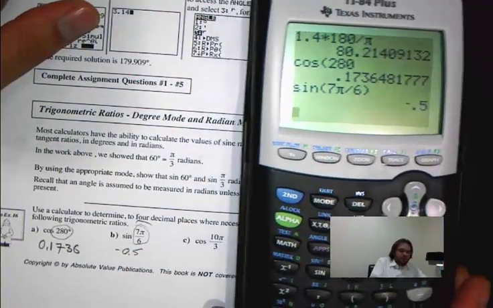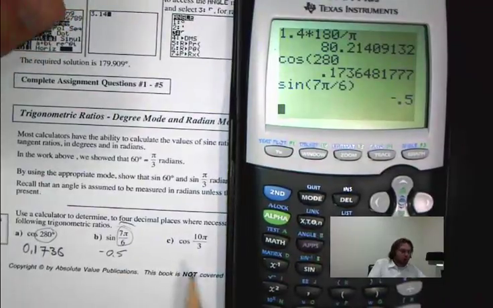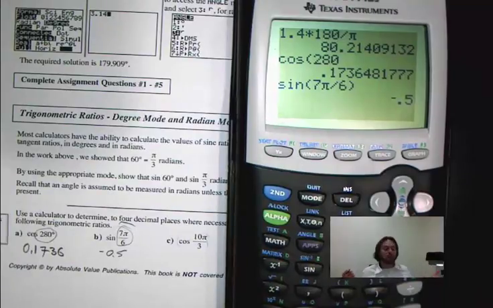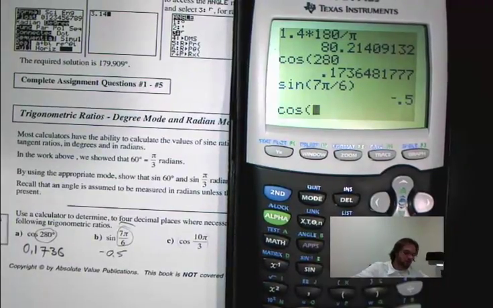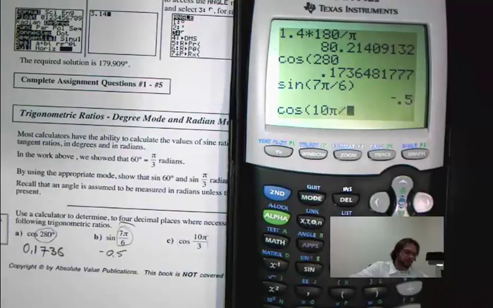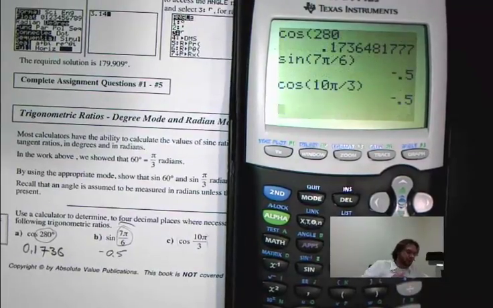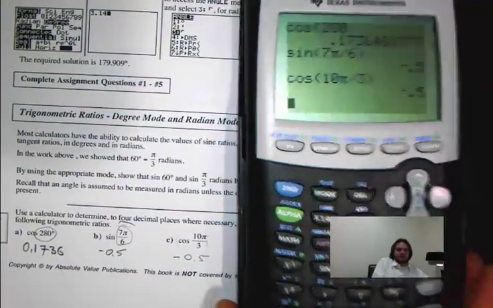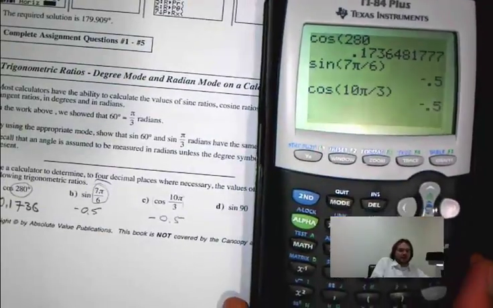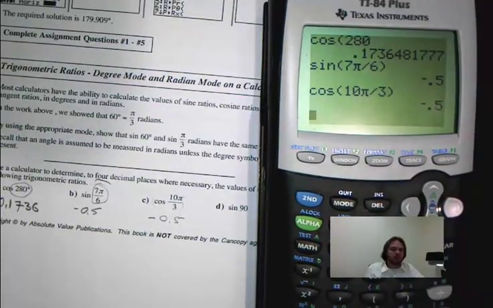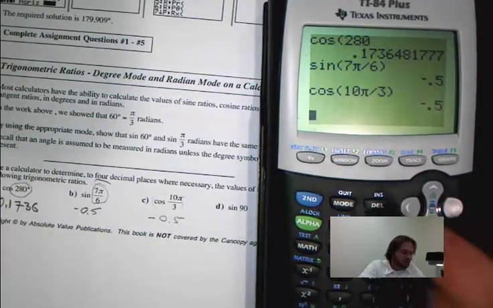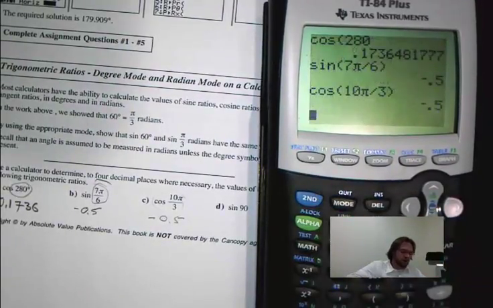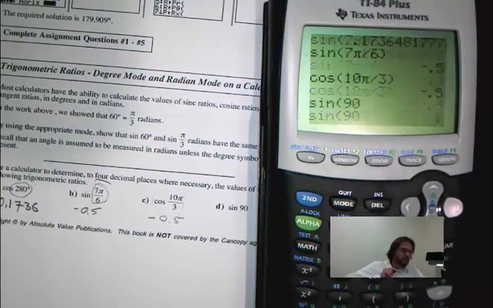Okay? The next one here we look at is cos 10 pi over 3. 10 pi over 3? That's still in radians. We have a pi. Okay, so let's go. Cos 10 pi over 3, and I end up getting negative 0.5 again. Okay? And now let's take a look at my last one, which is sine 90. Well, 90 degrees, that's in degrees obviously, so I'm going to have to go to my mode and put it back into degrees. And I have sine 90, which gives me 1.